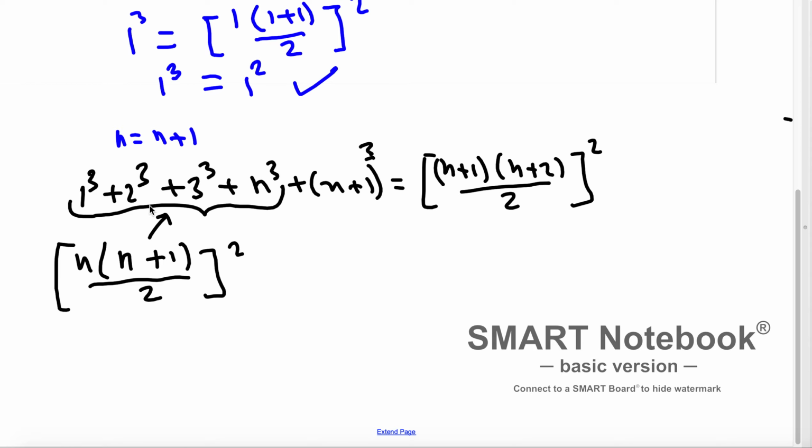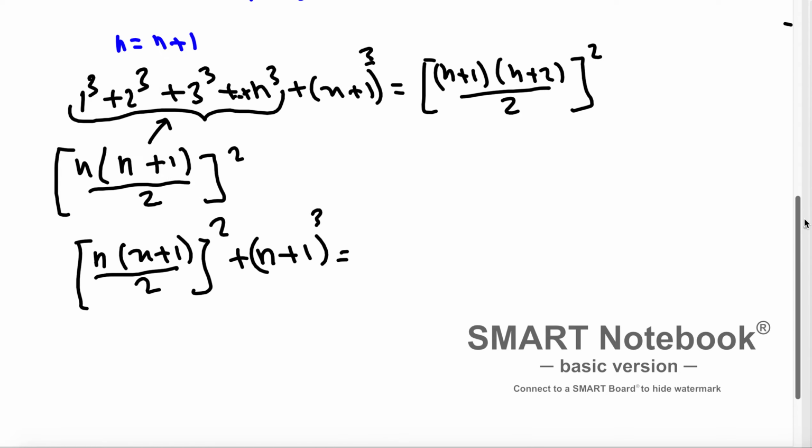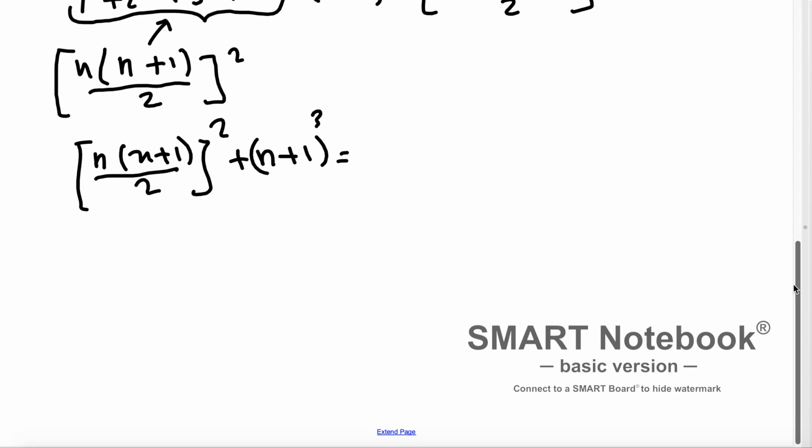So instead of this whole part of the series, up to n cubed, I'm going to substitute n times (n plus 1) divided by 2, squared. And now this equation is going to take this form: n times (n plus 1), divided by 2, squared, plus (n plus 1) cubed. So this part here, (n plus 1) cubed, is equal, so let me go a little bit further. So this is equal to the right side, and the right side I'm writing the way it is.